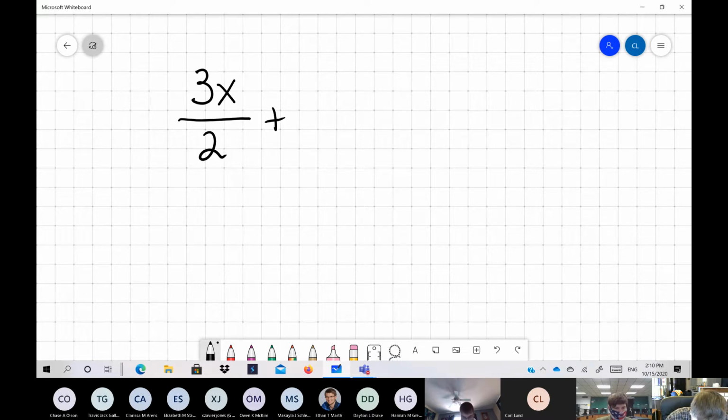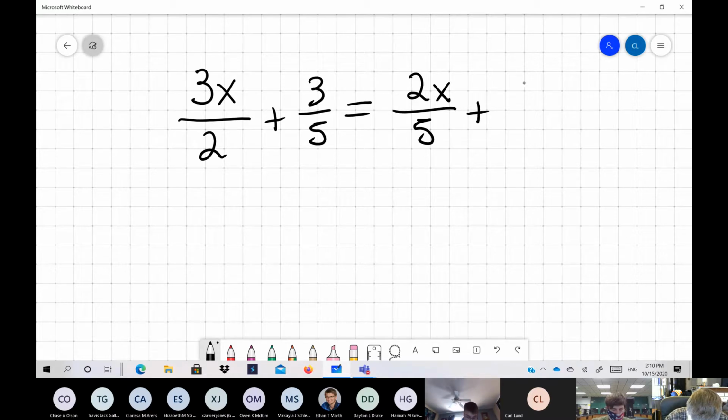3x over 2 plus 3 over 5 equals 2x over 5 plus 7 over 2. So the first thing we want to do is get rid of grouping symbols. To get rid of grouping symbols here means to get rid of the fractions.